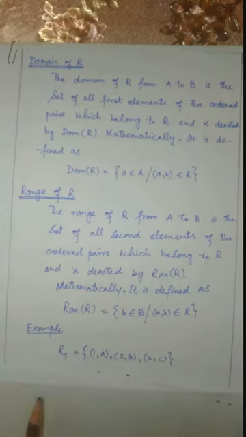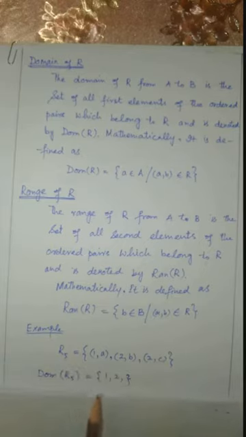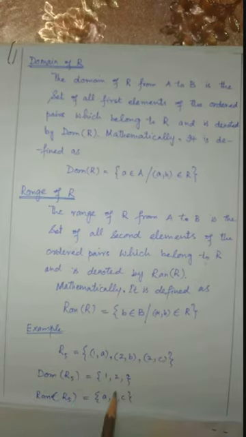For example, as we already studied binary relation R5, in this binary relation the set of 1, 2, 3 is called domain and the set of A, B and C is called range. Domain of R5 is 1, 2, 3; 2 is repeated. Range of this binary relation is ABC.